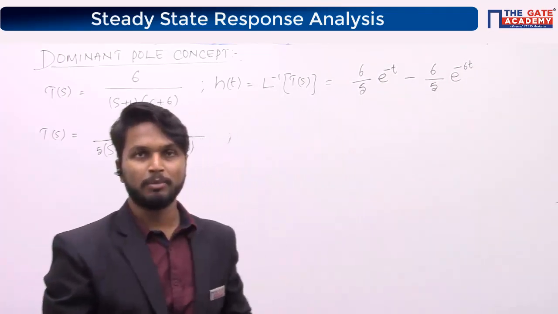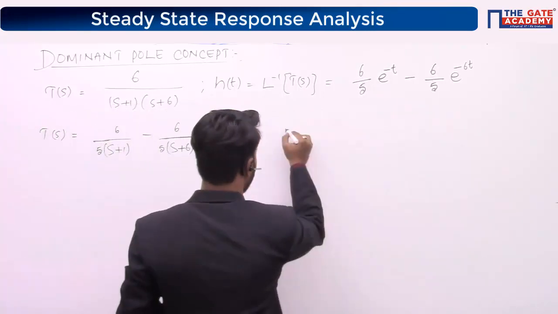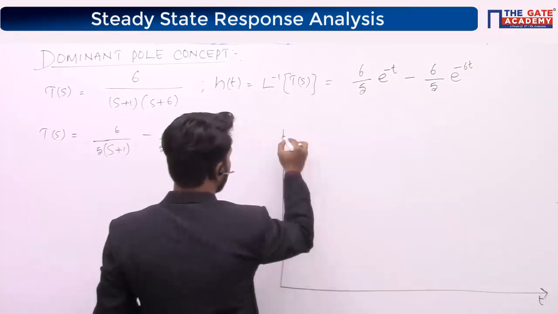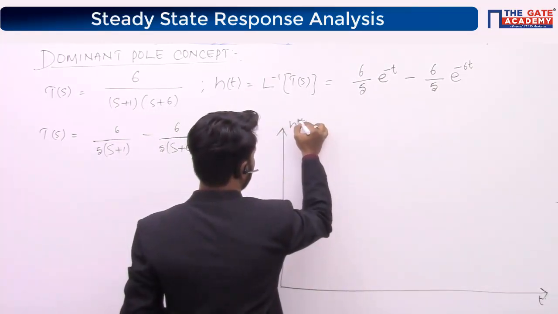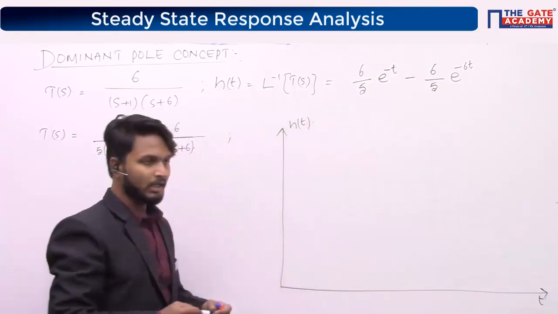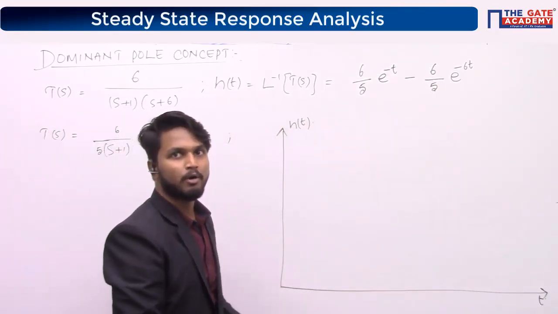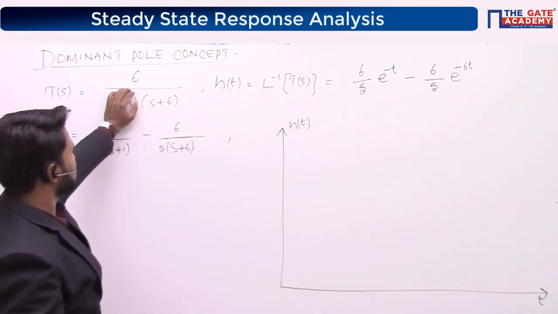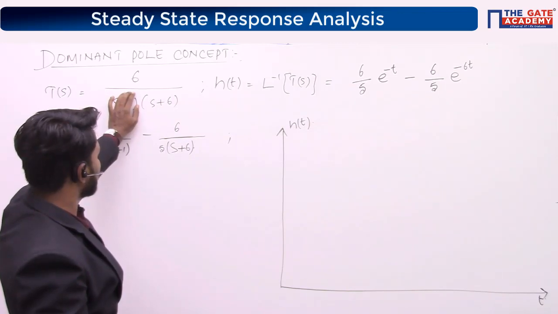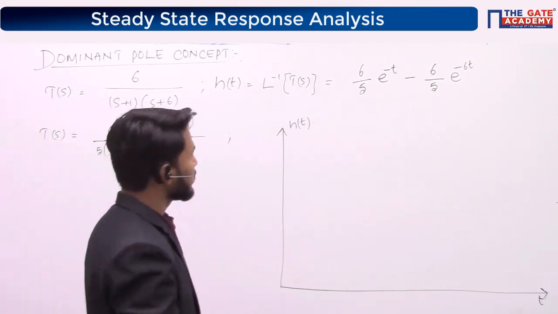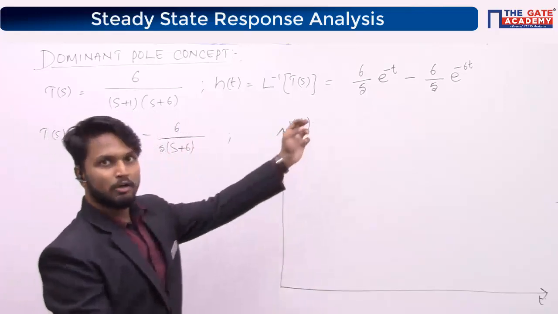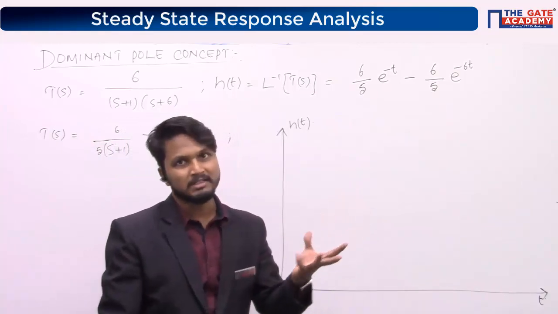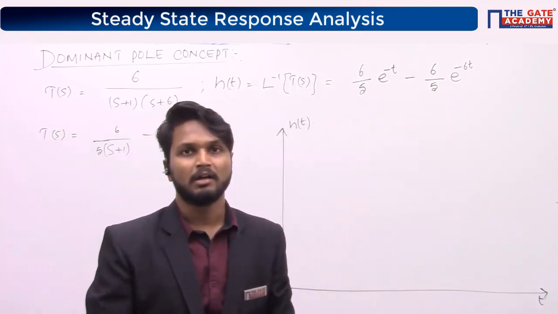So if you want to obtain the impulse response, how can you obtain? Just obtain the graph of the impulse response with respect to time. I'm going to obtain h of t, right? In order to find this, put s is equal to minus 1. If s is equal to minus 1, this is 6 by 5. This is correct, right? So h of t is 6 by 5 e power minus t and minus 6 by 5 e power minus 60t. Both of these have to be obtained.